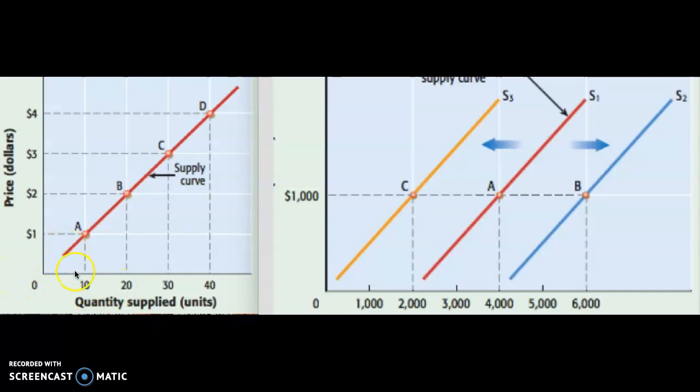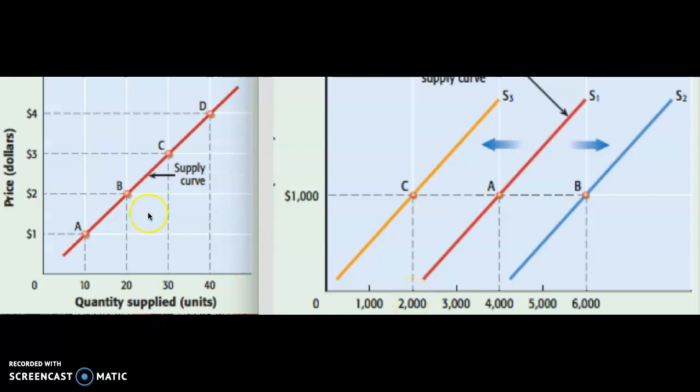Remember, at $1, your profit was 50 cents per unit. At $2, your profit is $1.50 per unit. Most people are going to try to sell more at a higher profit. This is called quantity supplied. Now, to the right, you'll notice that the price stays the same. At point A, supply is 4,000. And notice I'm saying supply, I'm not saying quantity supplied anymore. At point B, supply is 6,000. At point C, supply is 2,000.